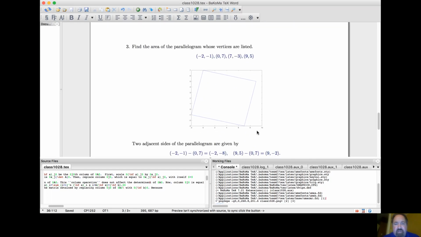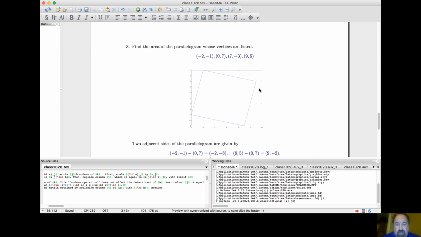All right, next, geometric applications. Find the area of a parallelogram with these vertices that I've plotted here. So here's the first one, -2, -1, 0, 7. 7 minus 3 is down here, and then 9, 5 here.